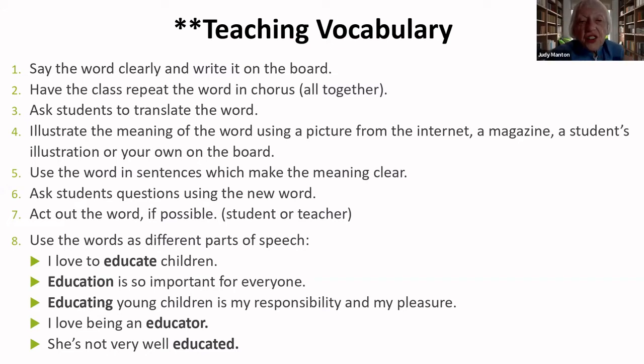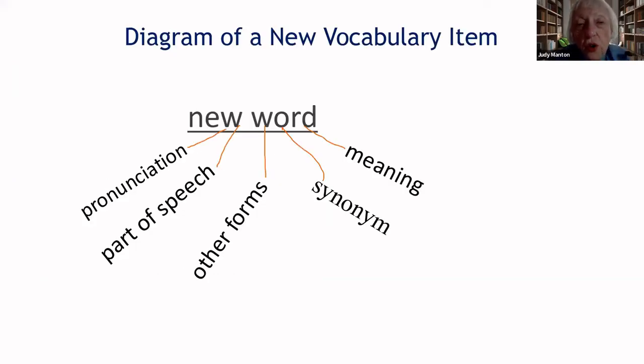Use the word as different parts of speech. The infinitive, I love to educate children. The noun, education is so important for everyone. The gerund, educating young children is my responsibility and my pleasure. I love being an educator, another noun. And here is an idea on how to teach a new word.